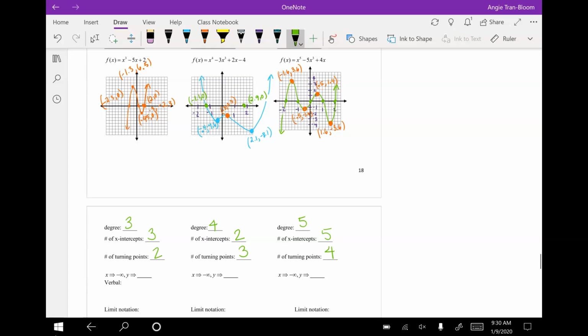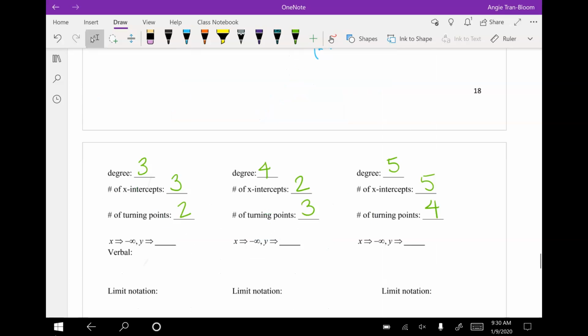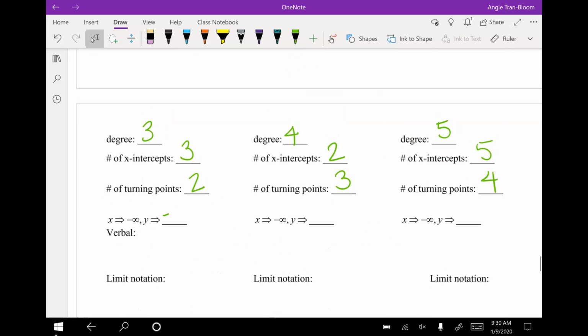Now let's talk about the end behavior. As x, for the cubic, as x approaches negative infinity, does that mean I'm going left or going right? Left. As we're going left, what's the behavior for y? Yeah, y is going downward, y'all. So this is negative infinity, infinity. So we are going to verbally spell it out for these, and then once we get really good, we're not going to need to spell it out.